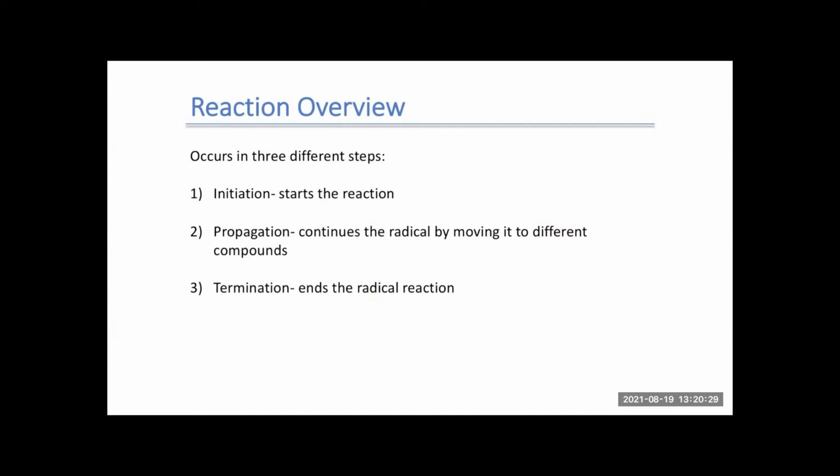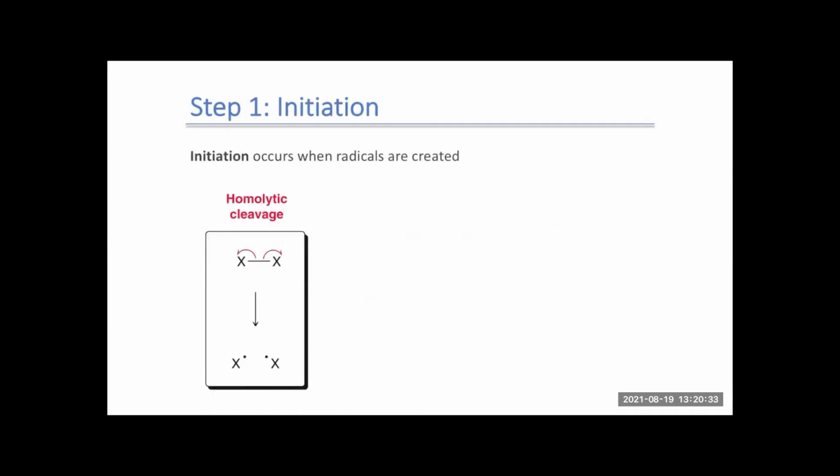So now let's look at all these steps in more detail. Step 1, initiation. This is where we have homolytic cleavage. That's where we take the electrons that form our bond and split them apart onto two atoms. So this way we create two radicals.